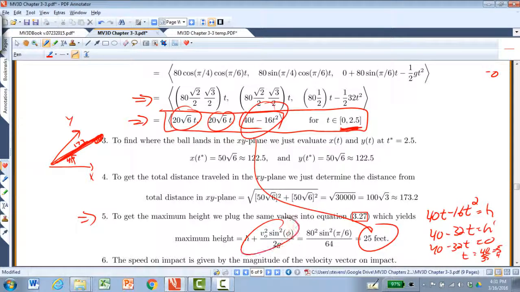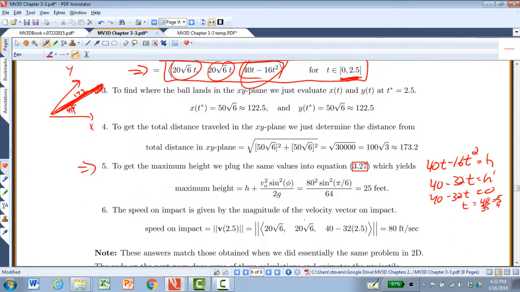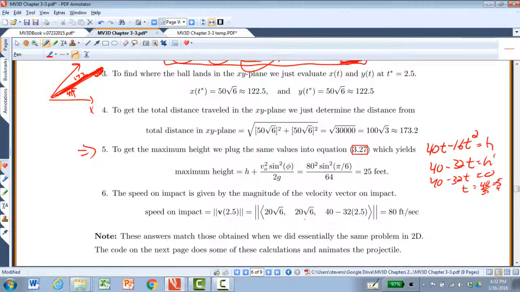Or you can just use the formula from the previous page. Either one works. Neither one is particularly trivial. These things probably should be done with a calculator at least, and preferably software, because then you just code it all up. And let's see, the speed on impact. Well, I have to take the impact time. This 2.5, that's t star. That's when the ball hits the ground. I plug that into the velocity function. And where did I get that velocity function?